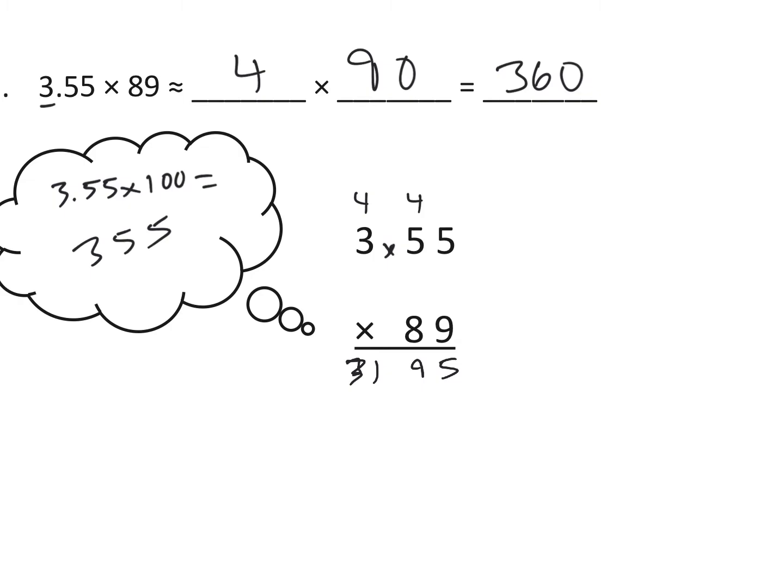And then I got to do the 8 times 5. So that 8 is in the tens place. I got my 0 right here. 8 times 5 is 40. Keep the 0. Carry the 4.